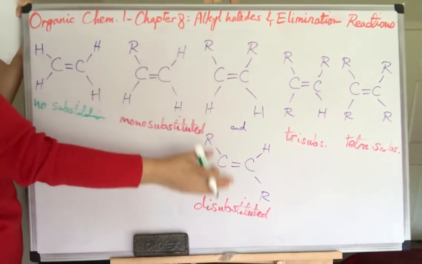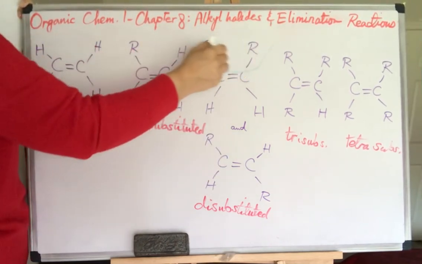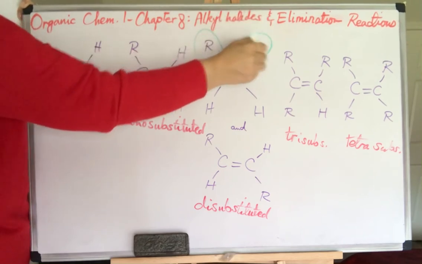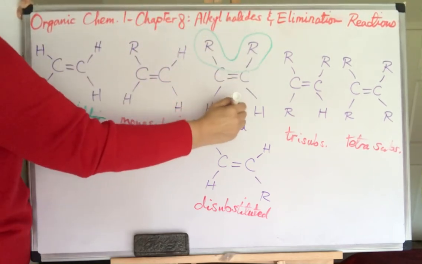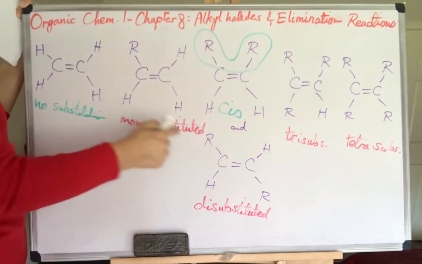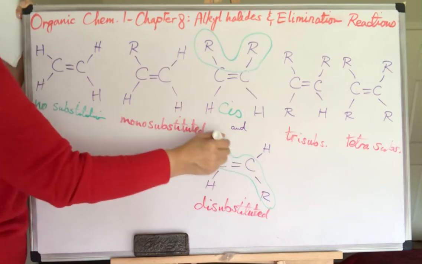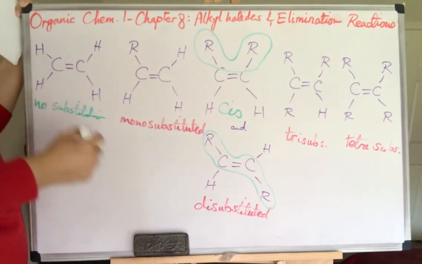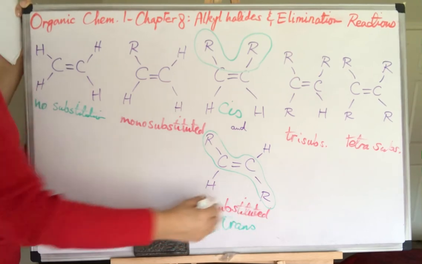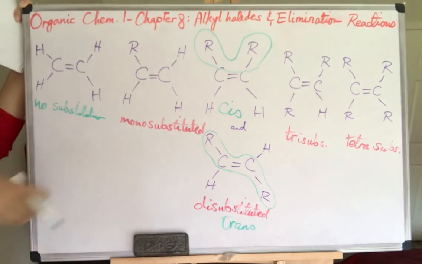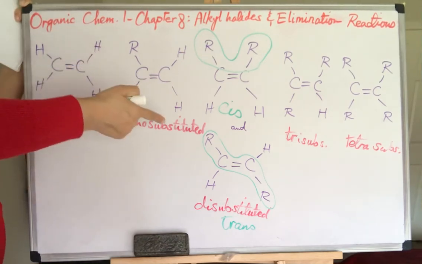Now, why do we have two different types of structures? If the two substituent parts are on the same side, we call it cis. If the two substitutions are on the opposite sides of the molecule, we call it trans. So keep it in mind. We will work more with them in the next chapter, but you need to know them here right now.